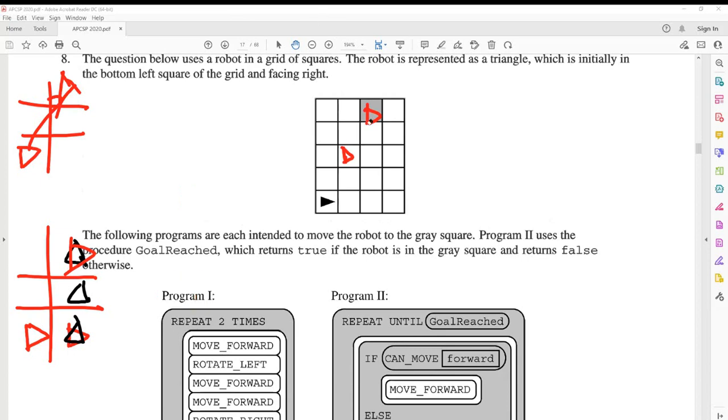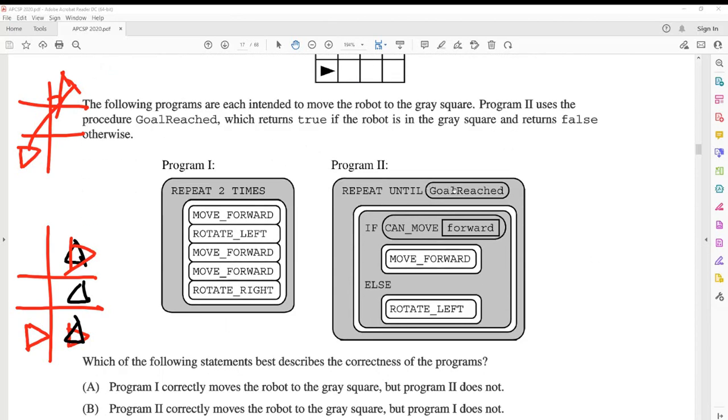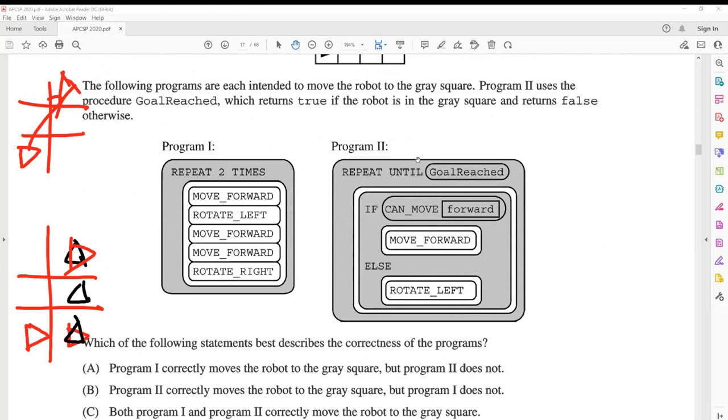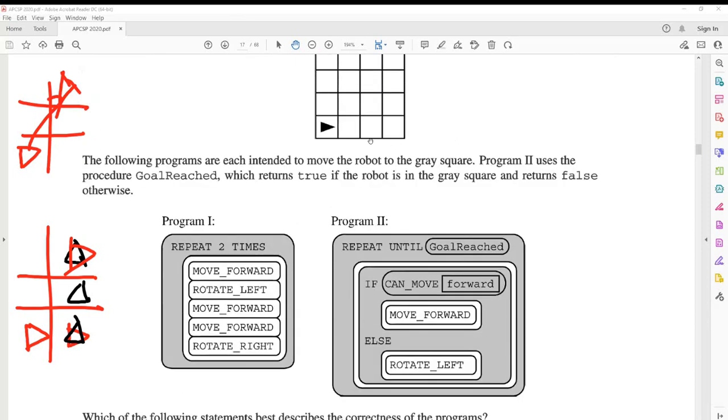Let's check program two. So it runs until the goal is reached. Let's actually look at the rule: can move forward, otherwise rotate left. So this one is very simple. Can you move forward? Can move forward. Can move forward. Otherwise, you rotate left. After you rotate left, can you move forward? Okay.